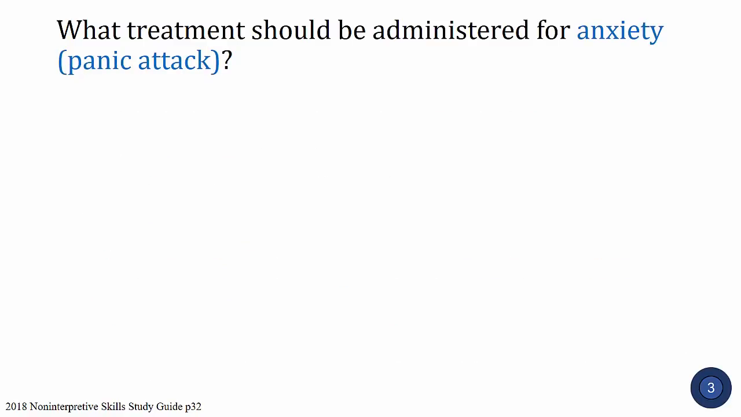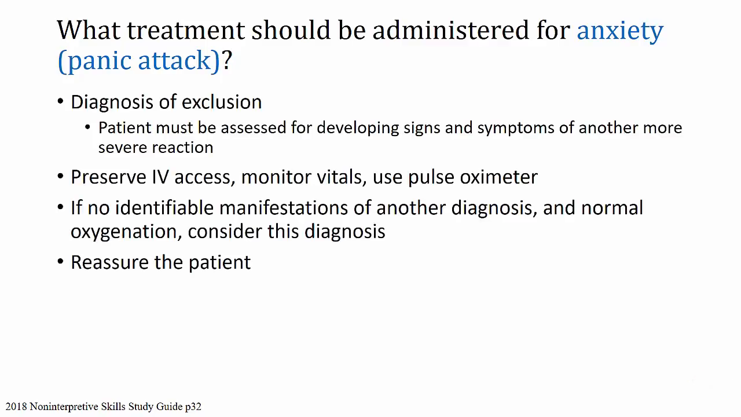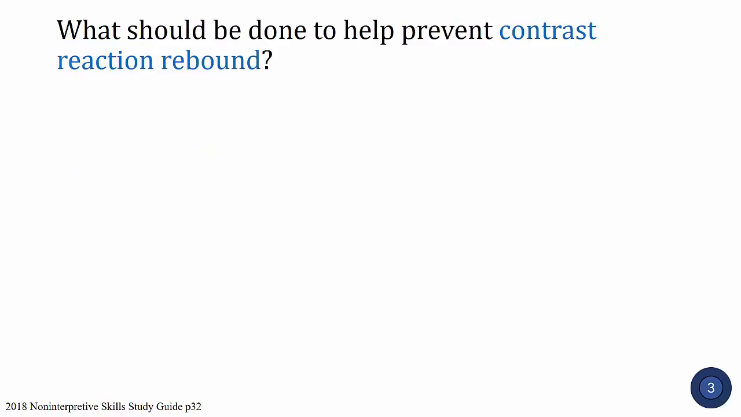Next question, what treatment should be administered for anxiety or for a panic attack? Well, probably the first thing to recognize is that this is a diagnosis of exclusion, so the patient must be assessed for developing signs and symptoms of another more severe reaction, and after other causes have been ruled out, then of course we do our usual preserving IV access, monitoring our vitals, and using a pulse ox, and if there are no identifiable manifestations of another diagnosis and there's normal oxygenation, we consider this and just reassure the patient.